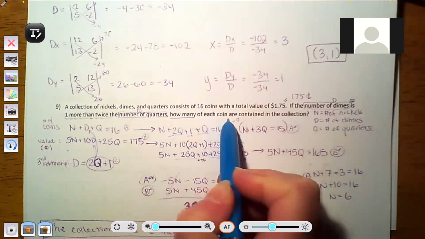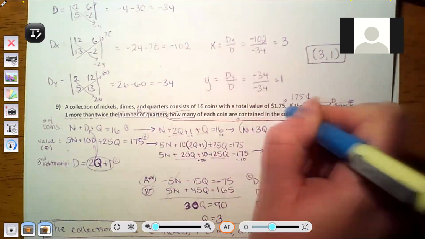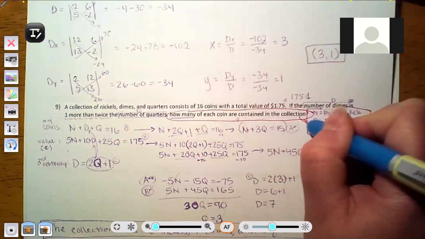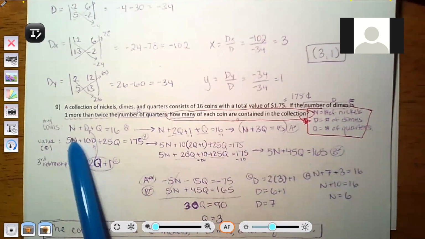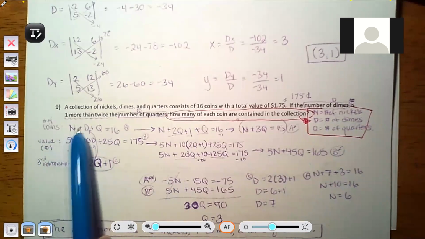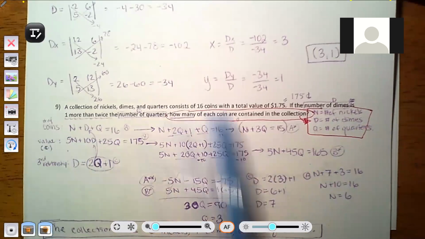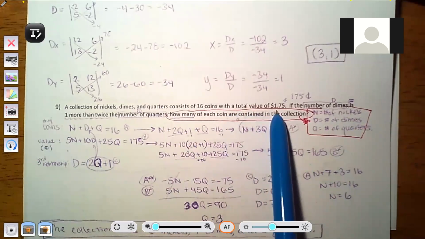How many of each coin? That's where you get your variables. So this question told me that I was going to use those as my variables. Be very specific. It's the number of, not the value of them. So my number of nickels plus number of dimes plus number of quarters is 16. The total value means we're adding up the values to be $1.75.